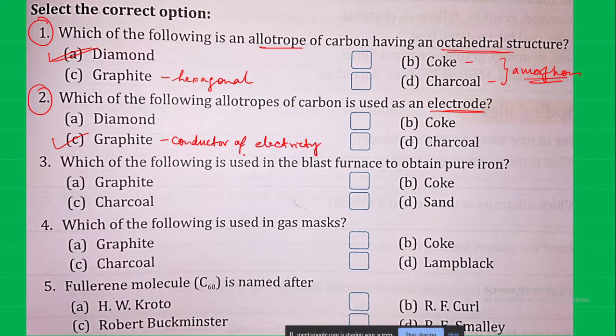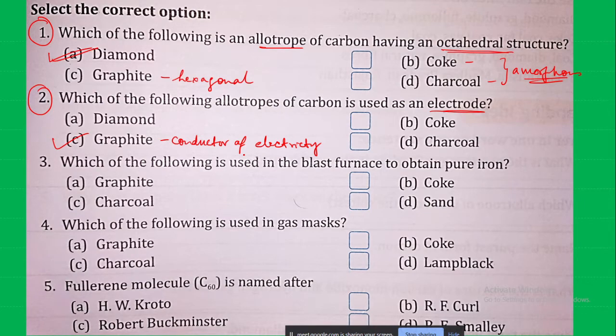Which of the following is used in the blast furnace to obtain pure iron? The coke. Yes, we saw just now, it is the coke. We are not using graphite, charcoal, or sand in the blast furnace. Instead, we are using the coke.